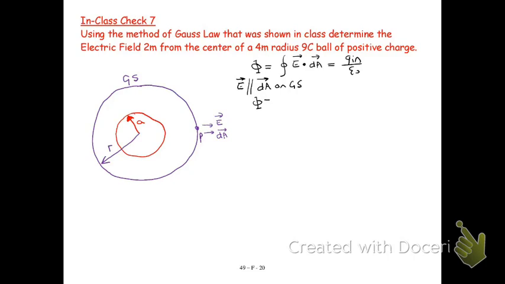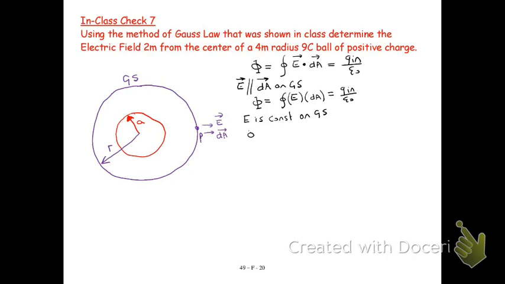So my flux is equal to the surface integral of the magnitude of E times the magnitude of dA, which equals Q inside over epsilon naught. And what's the next thing I say now? The magnitude of E is constant on the Gaussian surface. Is the vector E constant on the Gaussian surface? No, because it points in different directions. So it actually is the magnitude that is constant.